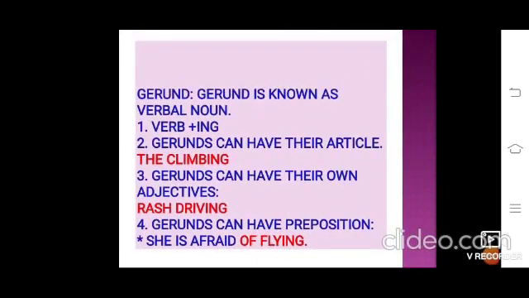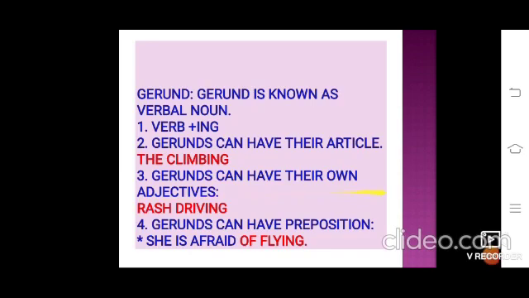Next is the gerund. Now a gerund is a noun known as a verbal noun. It is a verb, but actually does the work of a noun. So it's called a verbal noun. Gerunds will always be in their ing forms. Gerunds can have their own articles because they're usually nouns, and a noun carries an article. So: the climbing was over by 10. The swimming was over by 12 noon.